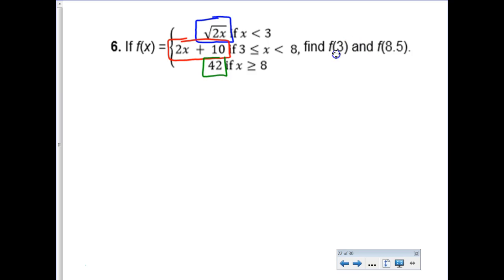So, what if I'm plugging in x equals 3? Am I using top, middle, or bottom function? Middle that time, because it is exactly equal to 3. So we have 2 times 3 plus 10, which is 16. How about 8.5?